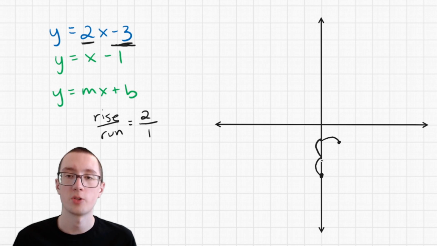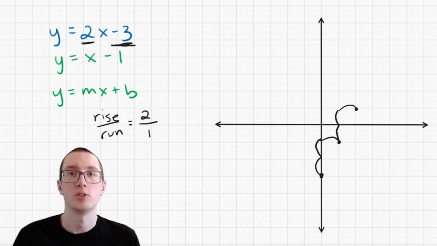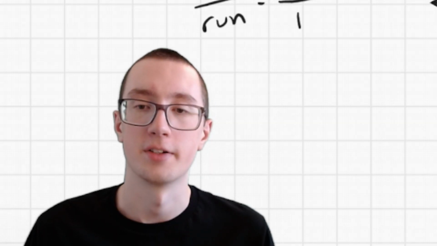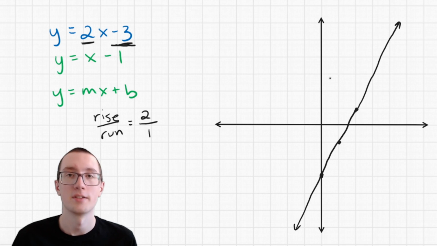And if you wanted to make this a straighter line, a little more accurate, we could actually do that one more time. So we can rise 2 and run 1. You don't have to do that. It just helps to make a straighter line. So now let's go ahead and try to draw a straight line. Wow, that was terrible. But here's our line. This is the line of y equals 2x minus 3.